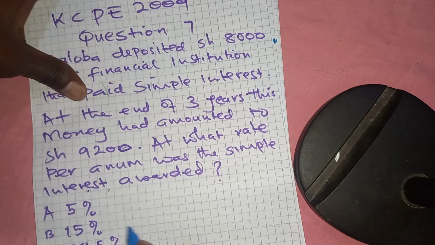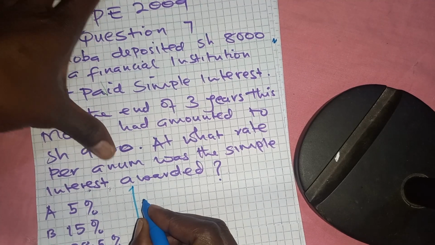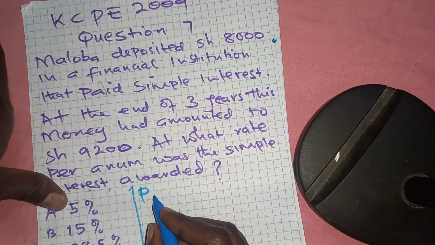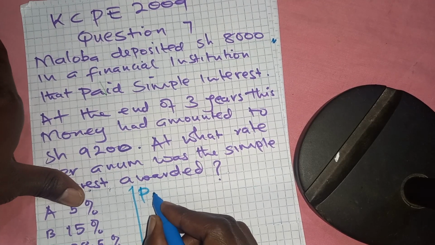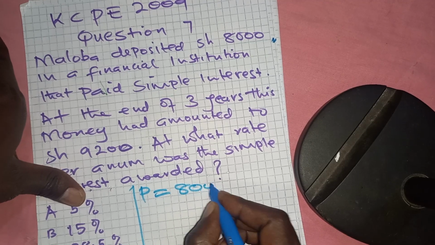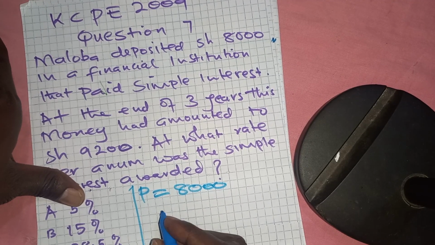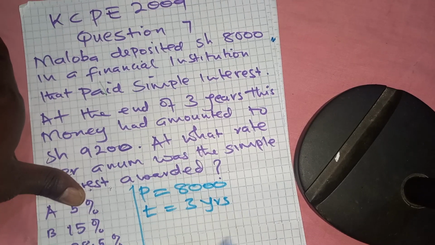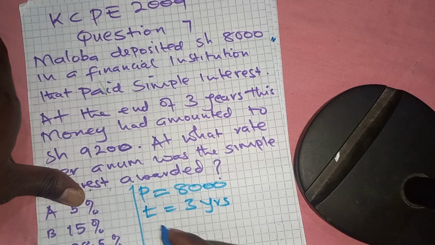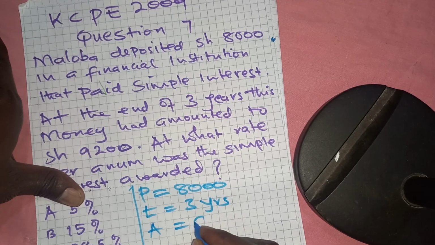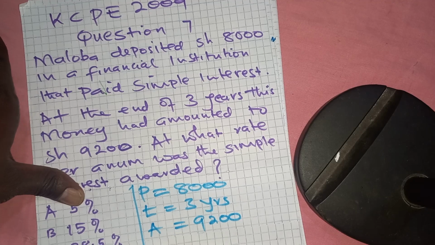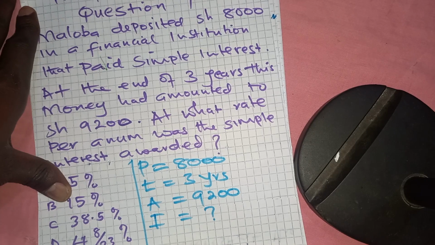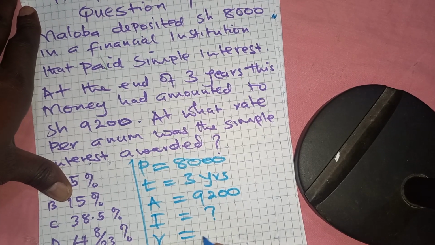So here, this is simple interest, whereby you have principal, and I told you that principal is the amount borrowed from a bank or the amount of money deposited in a bank. So principal is 80,000. And you are given time is 3 years. Amount you are also given is 92,000. Interest you are not given, and the rate you are also not given.